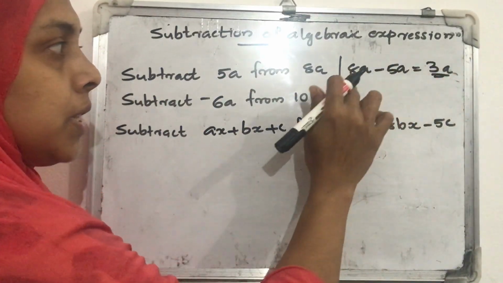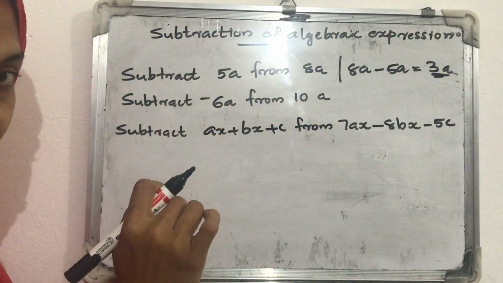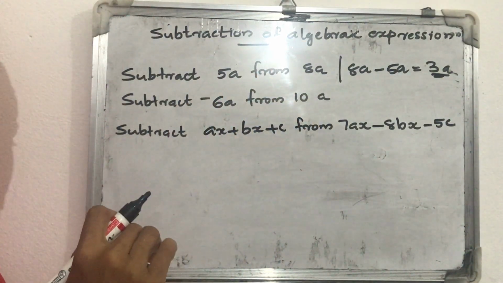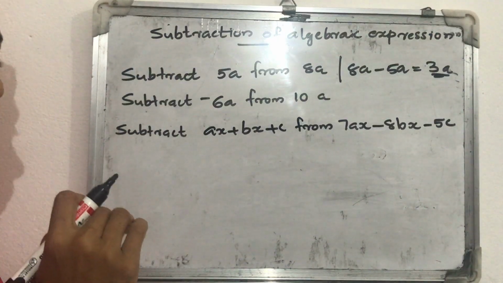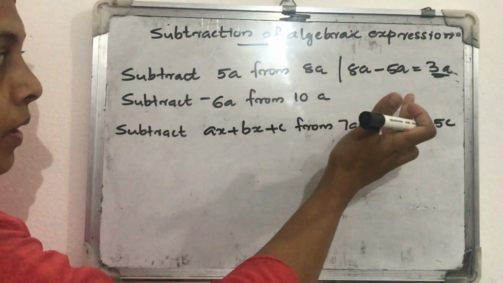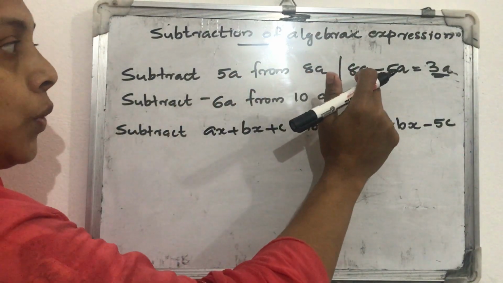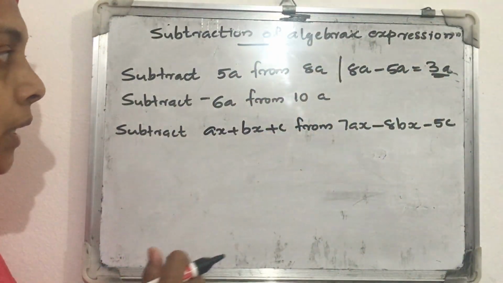Subtract the coefficients, 8 minus 5, and here both are like terms. Just like addition, we can subtract only like terms. So subtract 5a from 8a, that is the question. 8a minus 5a, we will get 3a.